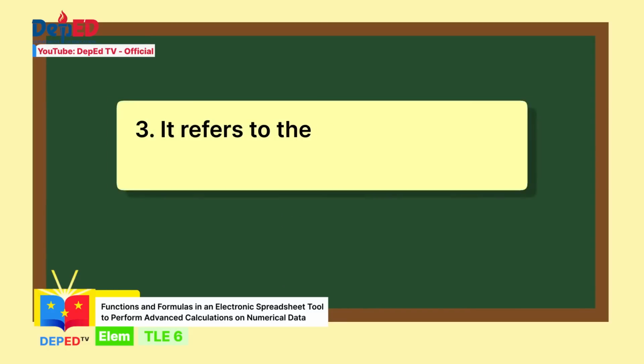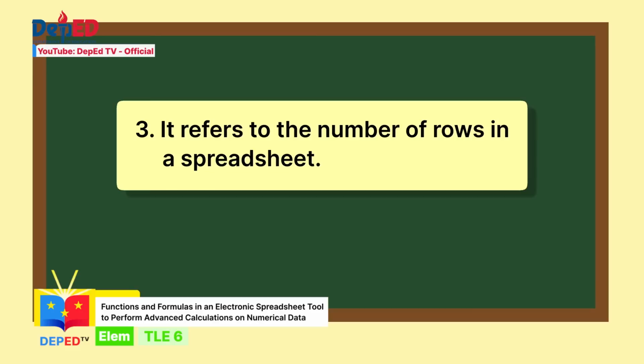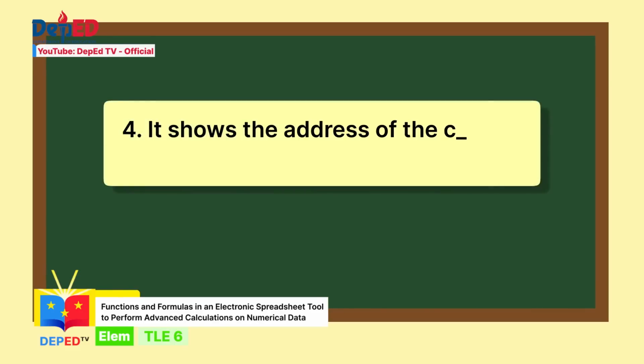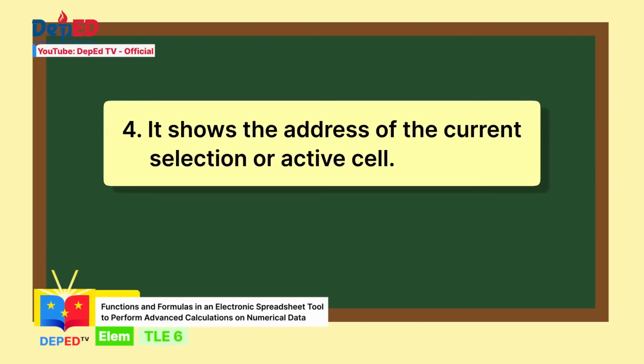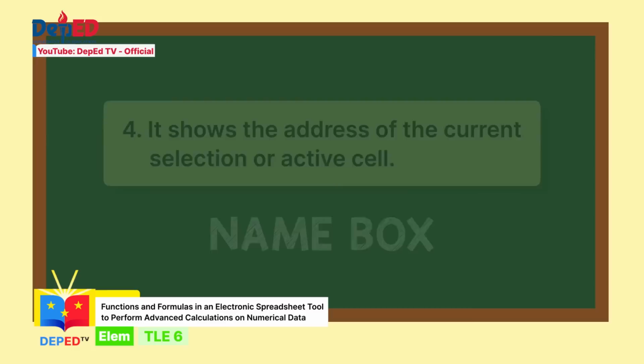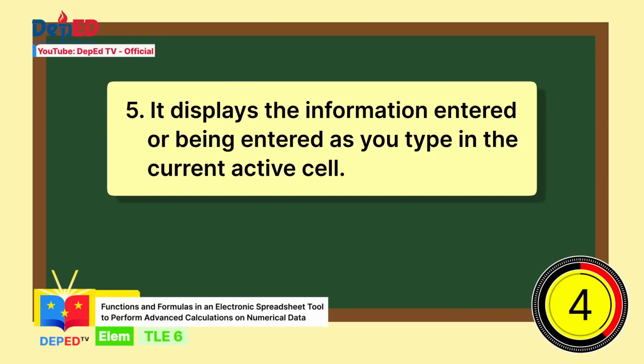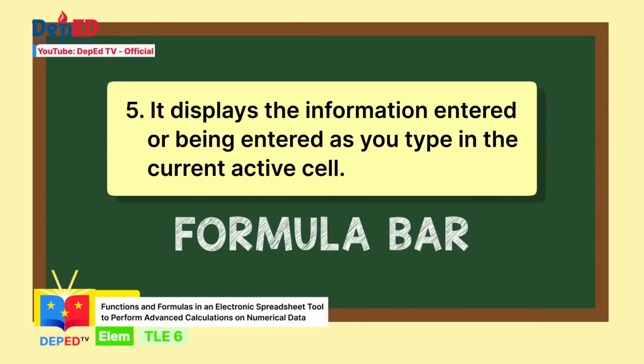Number 3. It refers to the number of rows in a spreadsheet. And the correct answer is 65,536. Number 4. It shows the address of the current selection or active cell. And the correct answer is name box. Number 5. It displays the information entered or being entered as you type in the current active cell. And the correct answer is formula bar.